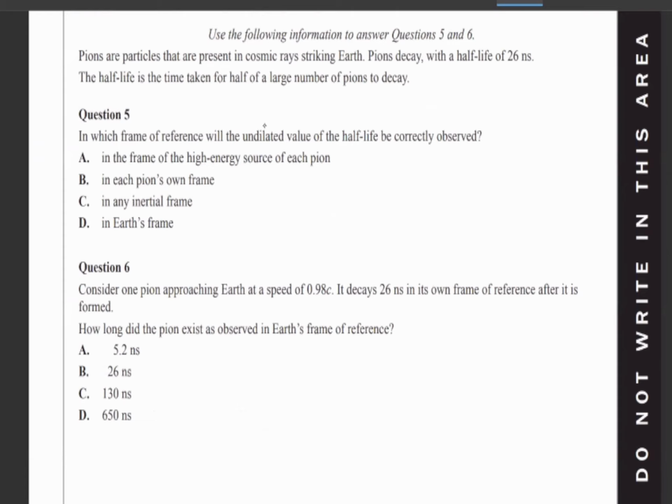Pions are particles. In which frame of reference will the undilated value of the half-life be correctly observed? They have to be in the same frame of reference as the pions to be correctly observed. Otherwise it's going to be dilations and stuff. So in each pion's own frame of reference.